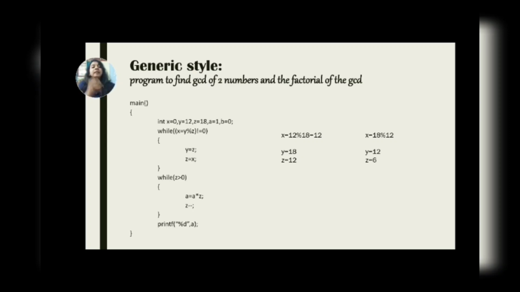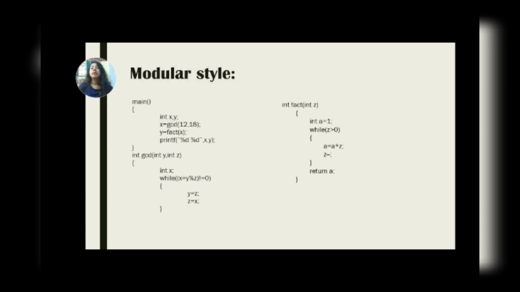Now let's look at the same program written in the Modulus style. It's basically the same if you look at it quite carefully. The main function is declared in the same way, but in this case, the two while loops are replaced by two functions. One function is GCD, which gives the value of GCD of the two numbers, and the second function is the factorial, which is used to find the factorial of the GCD.